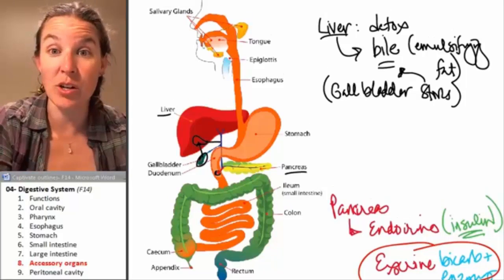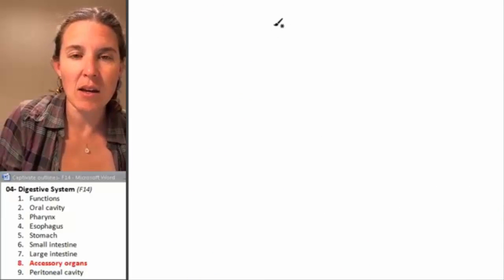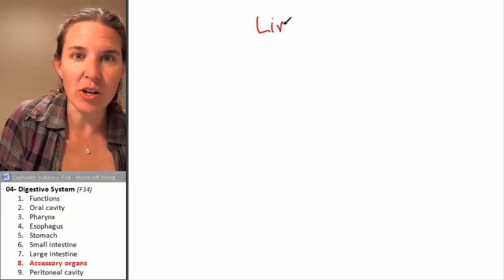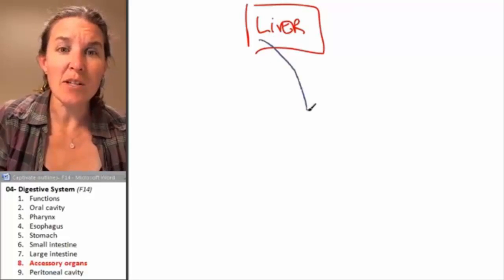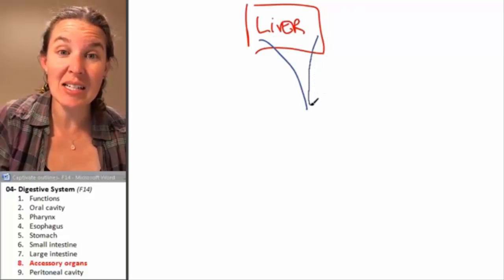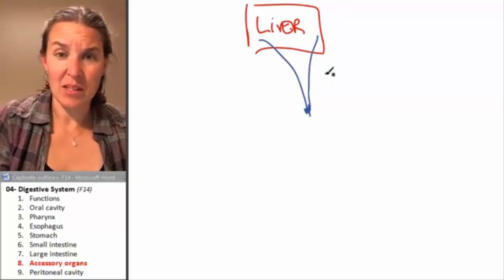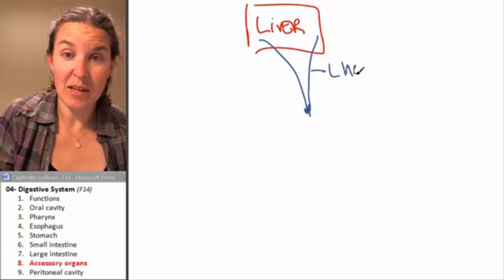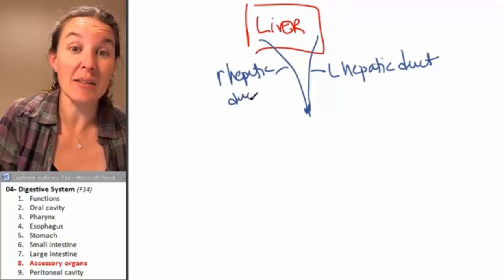I'm going to draw you a picture of the anatomy of that little setup. So look and be amazed. First of all, here's your liver. Now, your liver has two ducts coming out of it. There is a right hepatic duct and a left hepatic duct. This one must be the left hepatic duct. This one is the right hepatic duct.